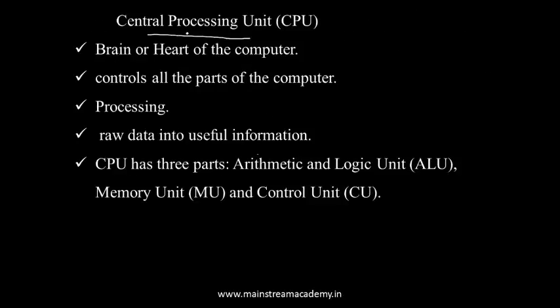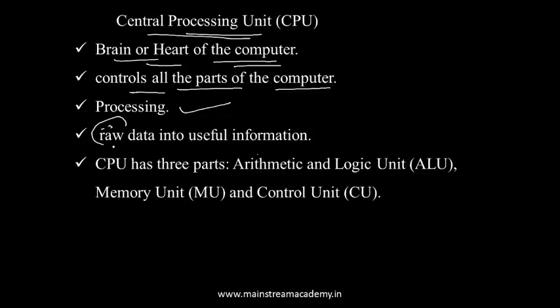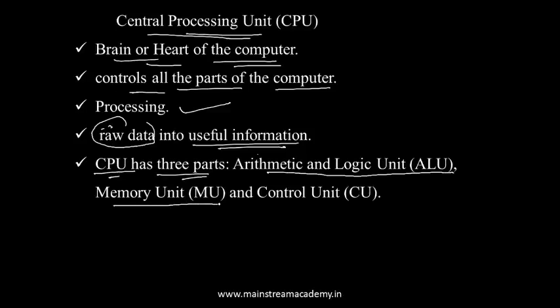The central processing unit is the brain or heart of the computer. It controls all the parts of the computer, and it does the processing, and it transforms raw data into useful information. And the central processing unit has three parts. They are the Arithmetic and Logic Unit, ALU, the Memory Unit and the Control Unit.